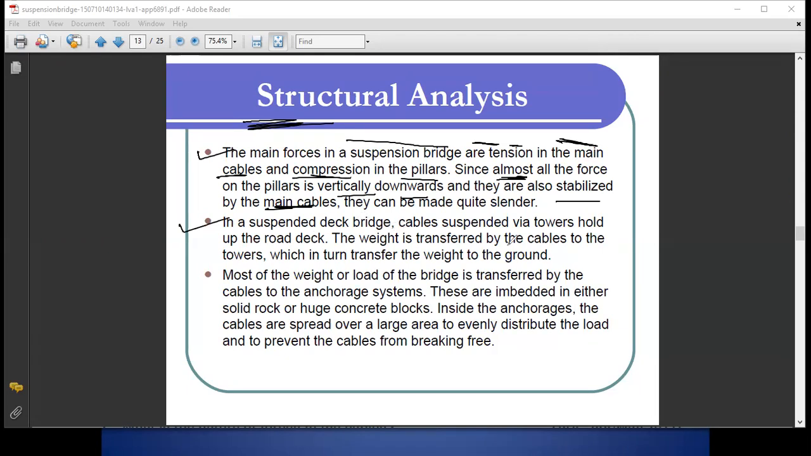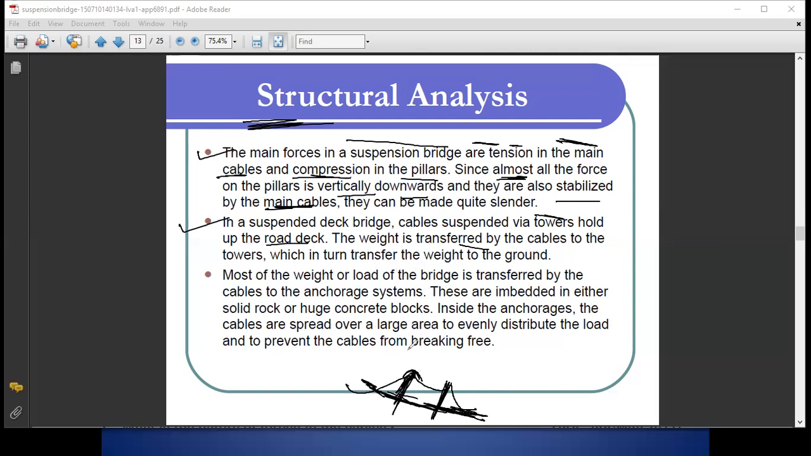Then in case of the suspended deck bridge, cables suspended via towers hold up the road deck. This is your road deck, vertical elements tower, vertical elements tower. This is the suspension cable, anchorage cable. So in case of the suspended deck bridge, cables suspended via these vertical towers hold the road deck slab. The weight is transferred by the cables to the towers. Okay, whatever the weight is there, that will be transferred by the cables to the towers.